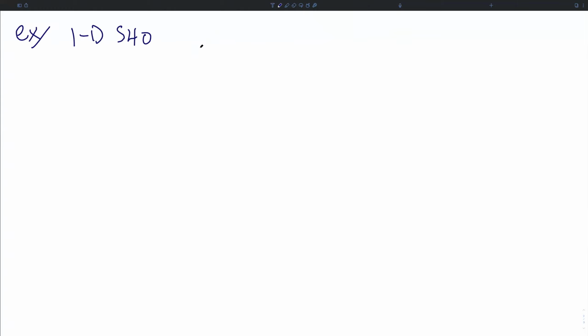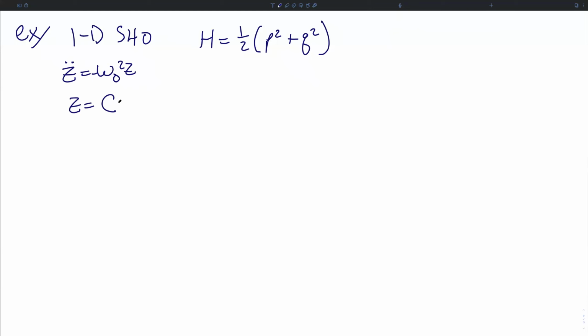The Hamiltonian for this system is equal to 1/2 (p squared plus q squared), where p is a canonical momentum and q is our one-dimensional generalized coordinate. We know from past experience that this system is equivalent to writing z double dot equals negative omega squared z for some real-valued omega, and the solution for the system is given by z equal to some constant c times the exponential of omega naught times time.